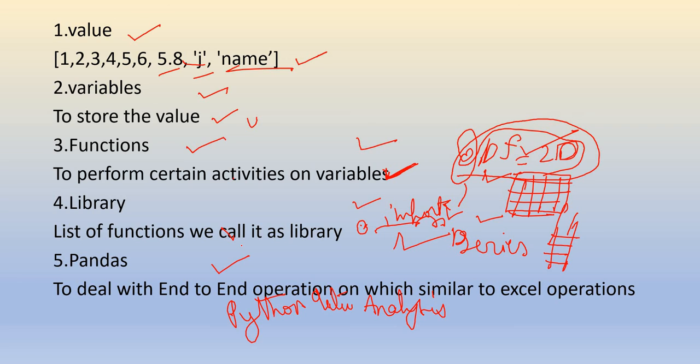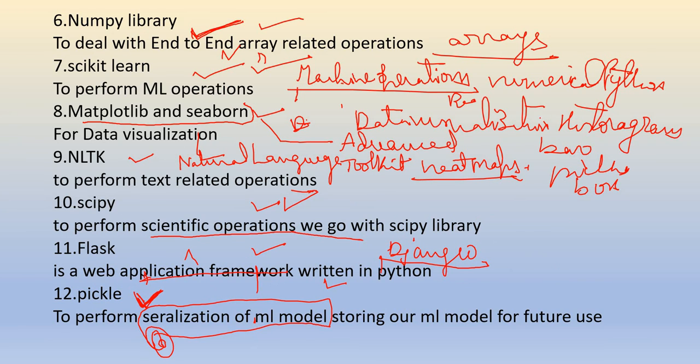The first one is pandas, for end-to-end operations similar to Excel operations. Pandas stands for Python data analysis. The things we have seen in pandas are the data frame and the series. Series is 1D, whereas data frame is 2D. Most widely used in data analysis is the data frame. Then the NumPy library, Numerical Python. Whenever you work with arrays, you go for NumPy. And scikit-learn is for machine learning operations.